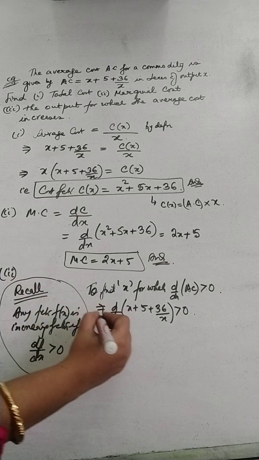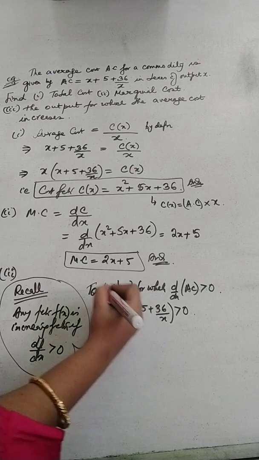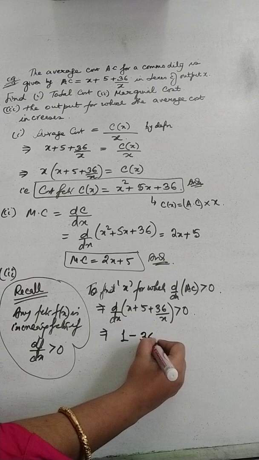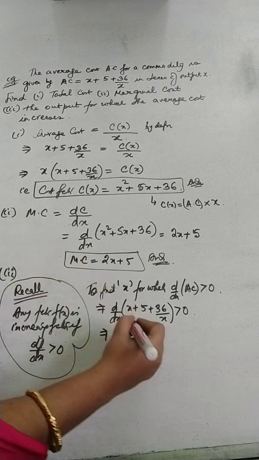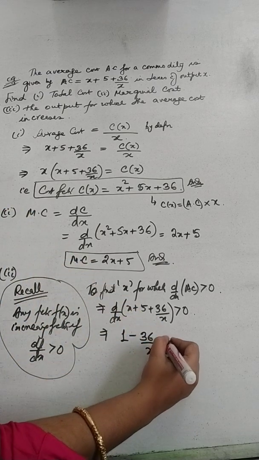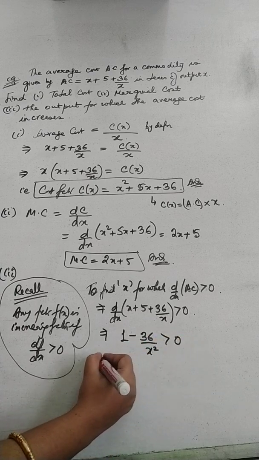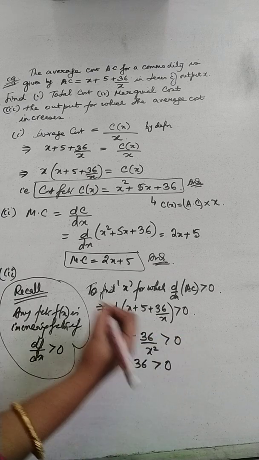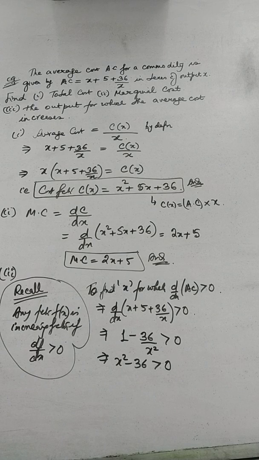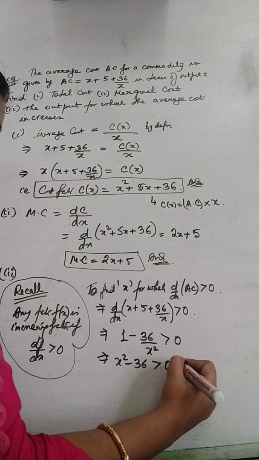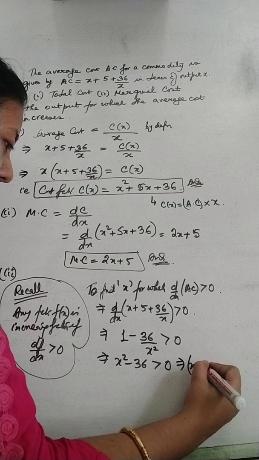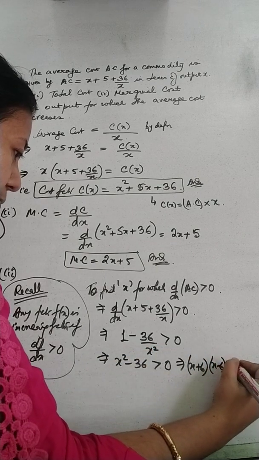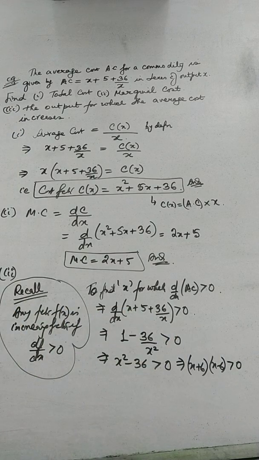So it gives me d/dx of x is 1, this is 0, and d/dx of 36 is constant. d/dx of 1 by x is minus 1 by x squared. So this is what I have. Basically x squared minus 36 greater than 0. How will I solve it? Use method of intervals. It can be factorized as (x plus 6) into (x minus 6), which is greater than 0.